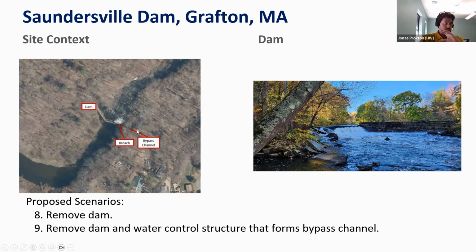So we did split this into two additional scenarios. One would be removing the entirety of the dam, but not really touching that bypass channel. And then we're also proposing looking into that bypass channel, removing that structure, and seeing if that has any additional benefit. Would it be beneficial, while you're doing that work, to do additional removal and restoration?